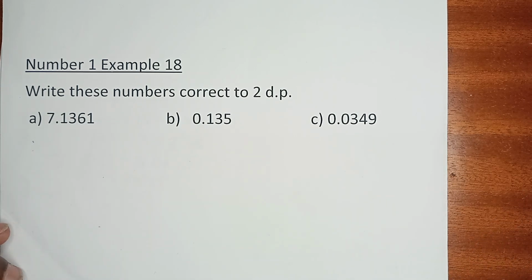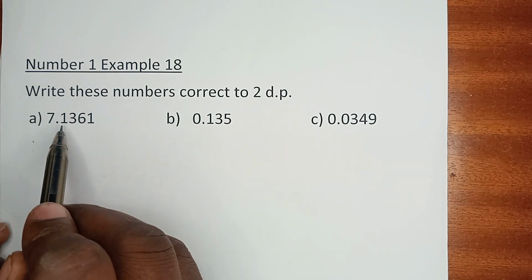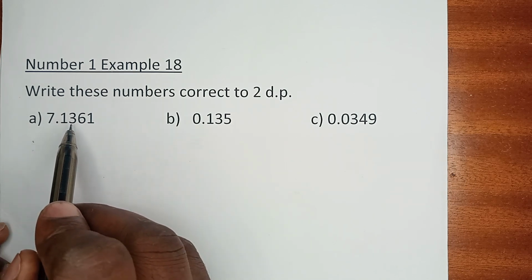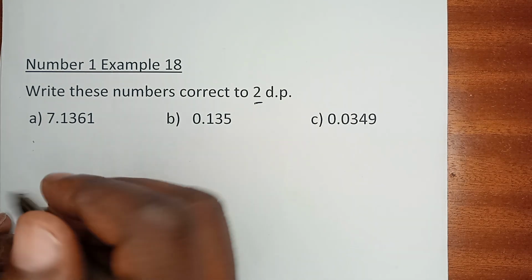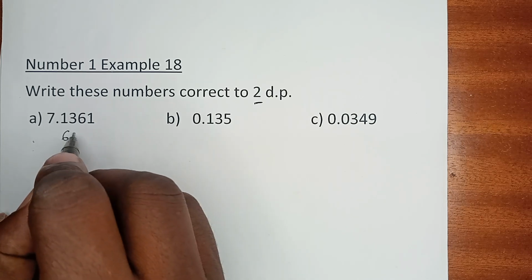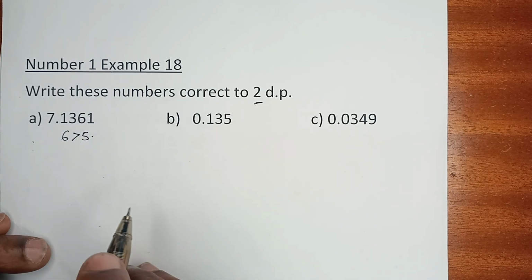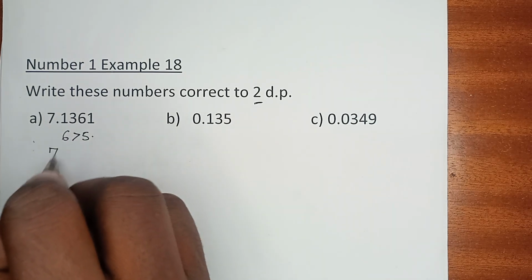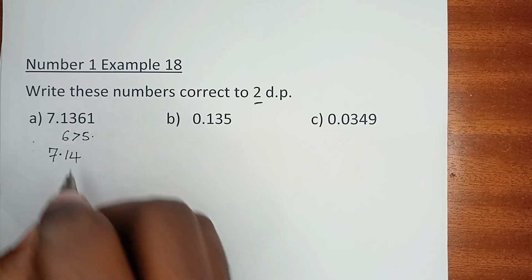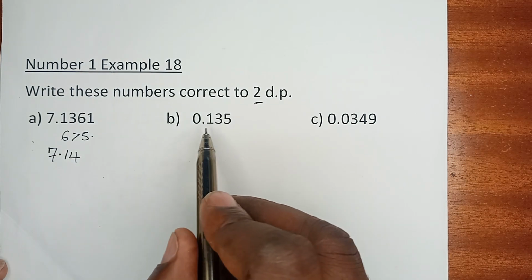If we want to write it to two decimal places, we look at the figure in the third decimal place. For example, this one is the first decimal place, the second decimal place, and since that is the accuracy, we look at the third. And the third is 6, and 6 is greater than 5, so it is going to affect the second decimal place, and the answer is going to be 7.14. That is it.